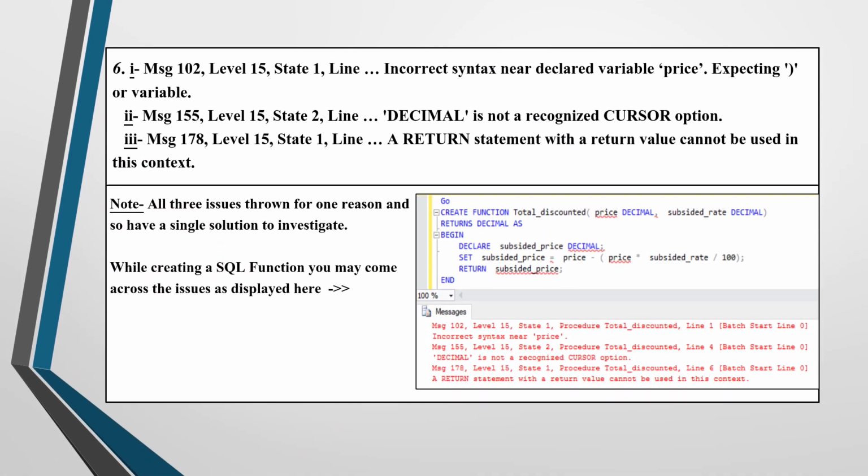Six. 1. Message 102, level 15, state 1, line. Incorrect syntax near declared variable price, expecting parentheses or variable. 2. Message 155, level 15, state 2, line. Decimal is not a recognized cursor option. 3. Message 178, level 15, state 1, line. A return statement with a return value cannot be used in this context.